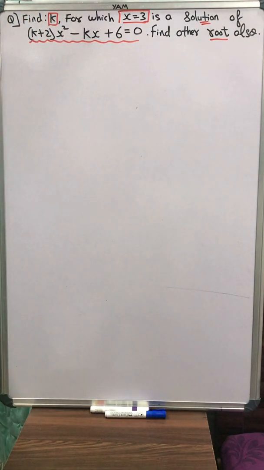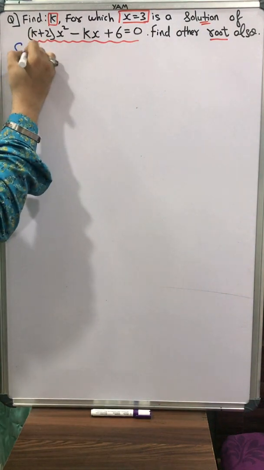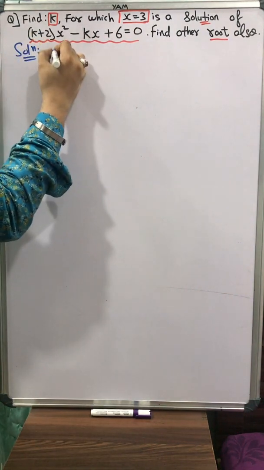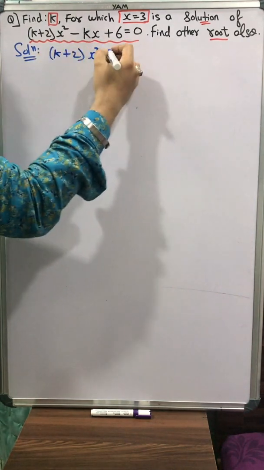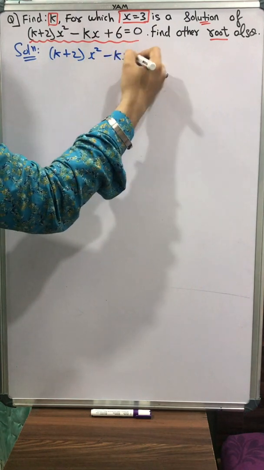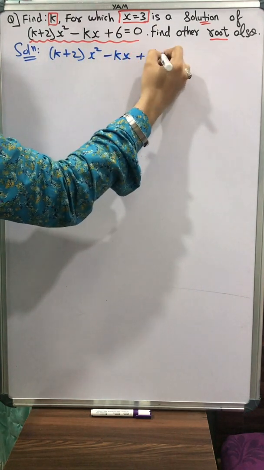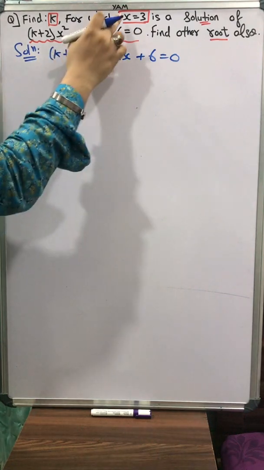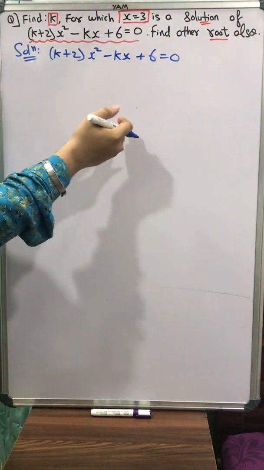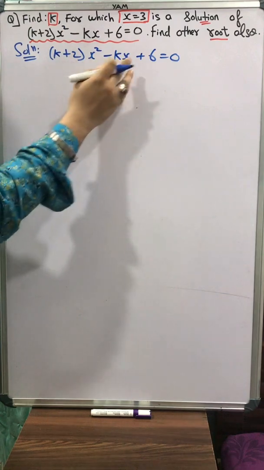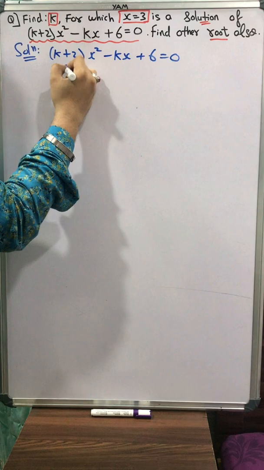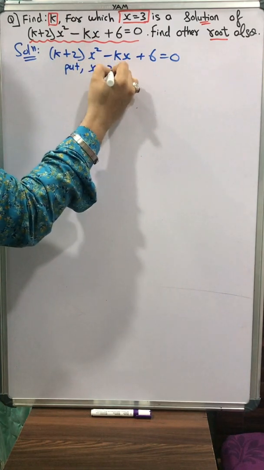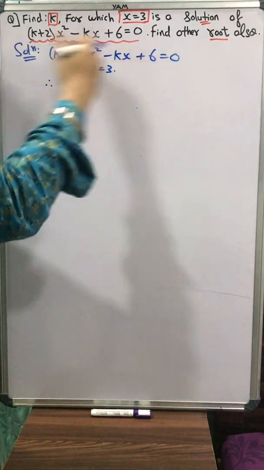Okay, let's start. To start with the question, I'll first copy down the equation in the solution part. Solution: k plus 2 into x square minus kx plus 6 is equal to 0. It's given to me that x equal to 3 is a solution, so I'm substituting 3 at the place of x, and it will satisfy because it's given as a solution. Put x is equal to 3. Wherever there is x, I'll just substitute 3.